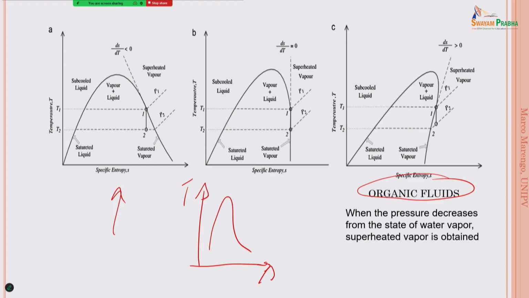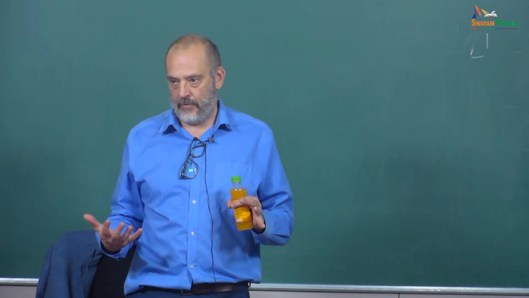Well, it's not the same because, for example, water is like that. So if you decrease the pressure, you are entering the two-phase system. But for organic fluids, if you decrease the pressure, you are going to have superheated vapor. So the behavior is completely different. So the form of the curve, if you consider one fluid or another, is really very important.